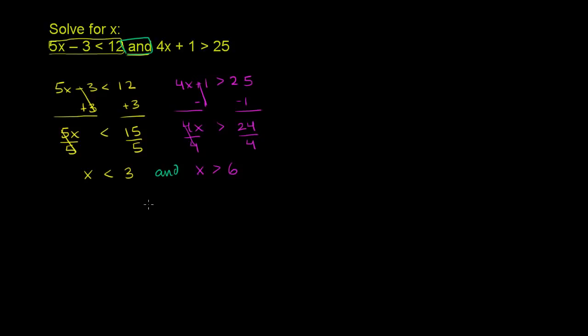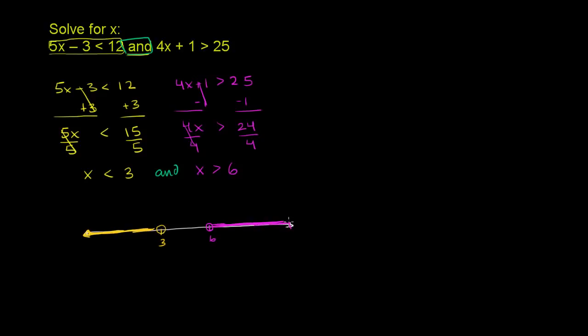So already your brain might be realizing that this is a little bit strange. This first constraint says that x needs to be less than 3. So if this is 3 on the number line, we're saying x has to be less than 3. So it has to be in this shaded area right over there. The second constraint says that x has to be greater than 6. So if this is 6 over here, it says that x has to be greater than 6. It can't even include 6.